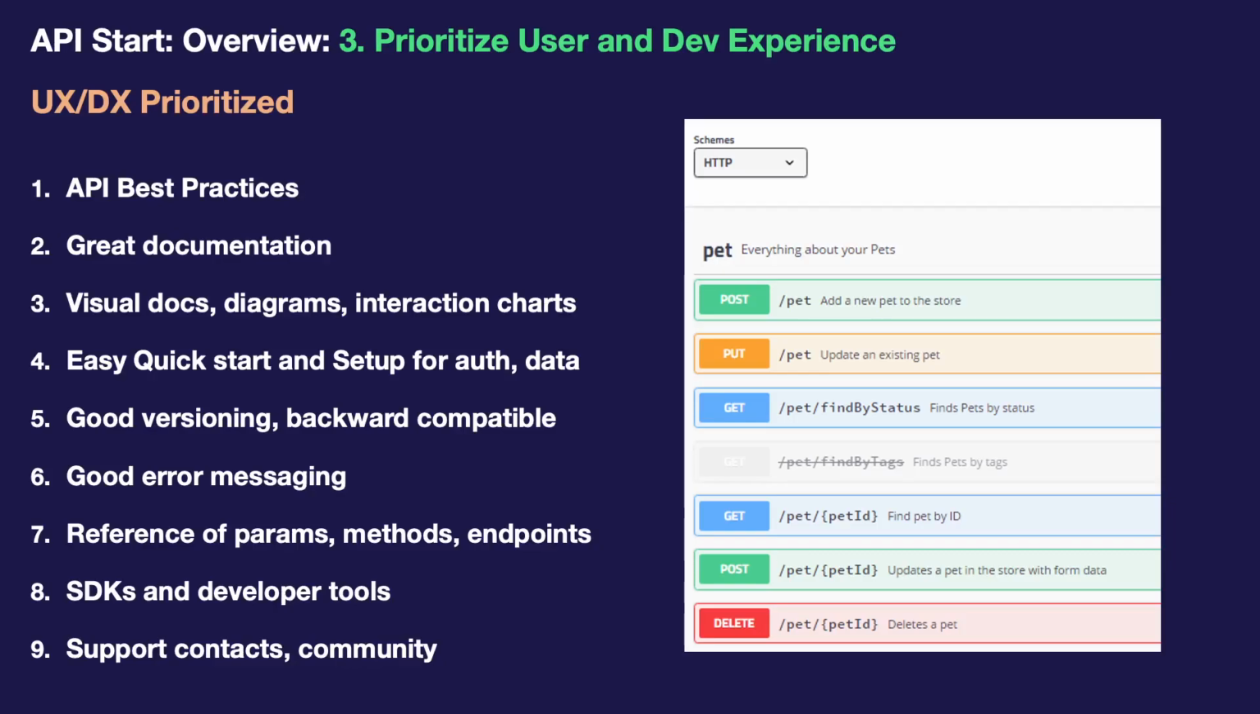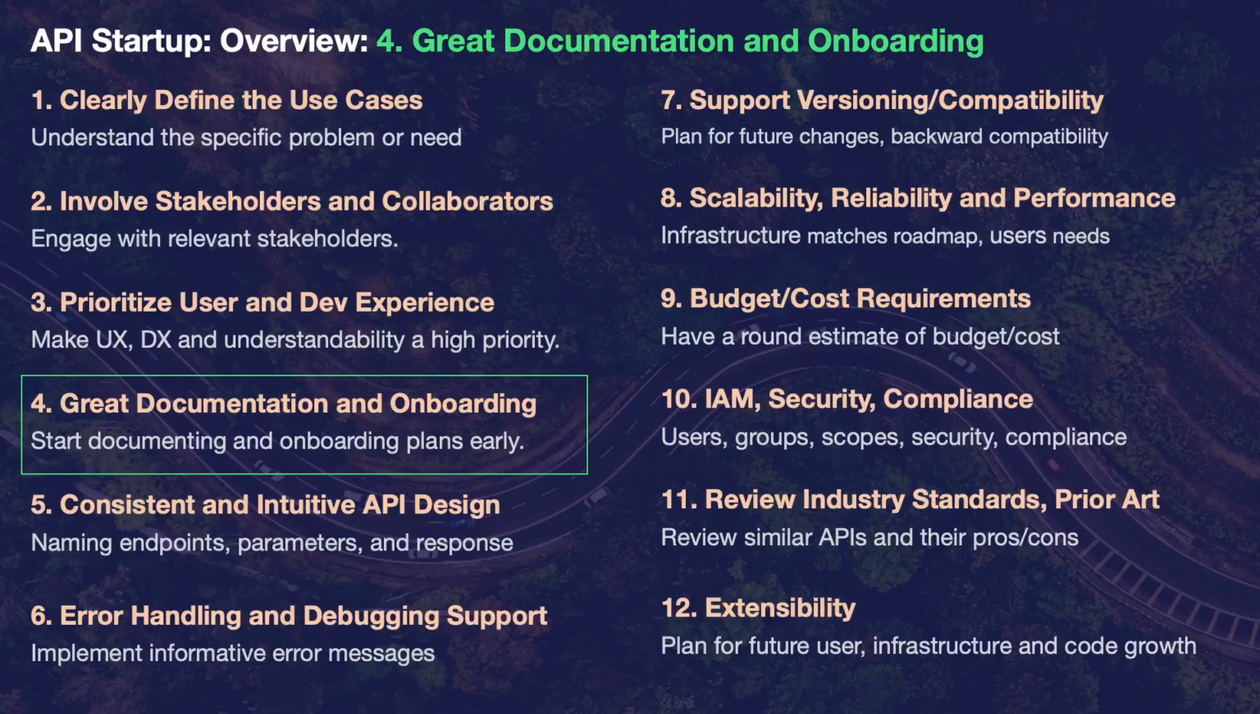Have good error messaging. Make sure to have a reference of all your parameters, methods, endpoints. If your API is complex enough, you may need an SDK. You may need to add additional developer tools. And of course, make sure to have support contacts, chat, and community if possible. Have great documentation and onboarding. Start documenting and onboarding plans early.